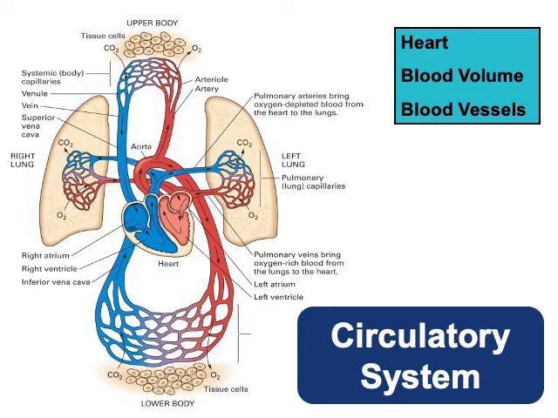So let's talk about the circulatory system. The circulatory system is a closed system. It's made up of three major components. One is the heart, which is the pump. The blood vessels, the arteries and veins and capillaries, make up the container. And the blood volume in that container is what circulates the oxygen and the carbon dioxide and other products. If any one of these three components is affected adversely, it affects the other two.